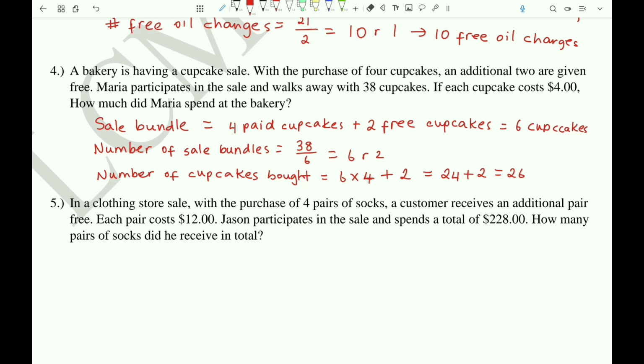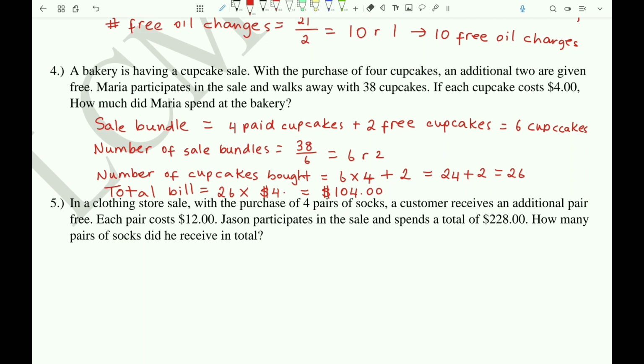Right? They ask now, how much did she spend at the bakery? So her total bill, each cupcake costs $4. So her total bill would be 26 times $4, since she bought 26 cupcakes. And that's going to be equal to $104. And that's your answer for question 4.